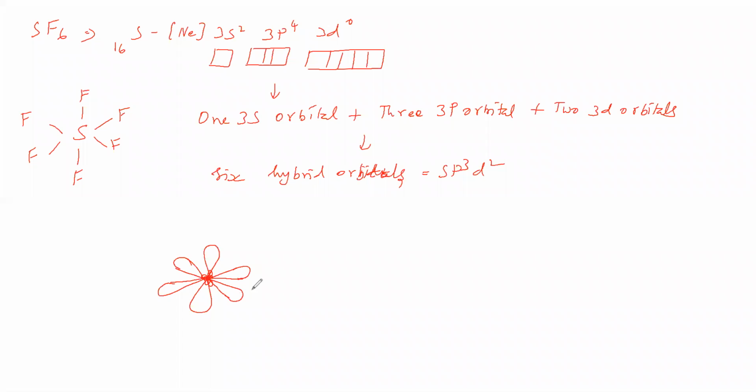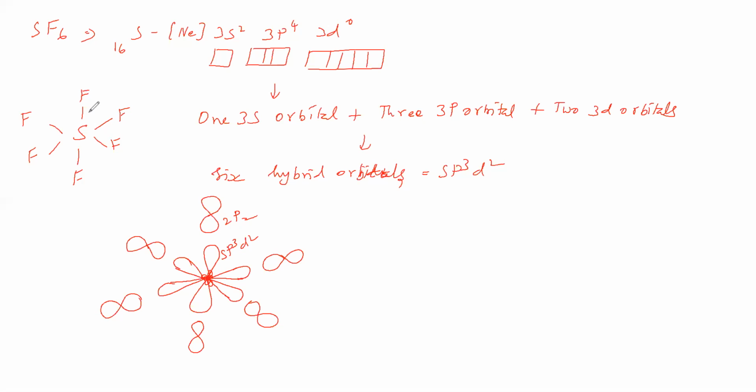These four, if you connect, you will get a square planar. This is up and this is down. And the fluorine 2pz atomic orbital we have to write. For fluorine we are writing a 2pz atomic orbital. So it is sp3d2 and it is 2pz. They undergo overlapping. Therefore we are getting SF6 like this.